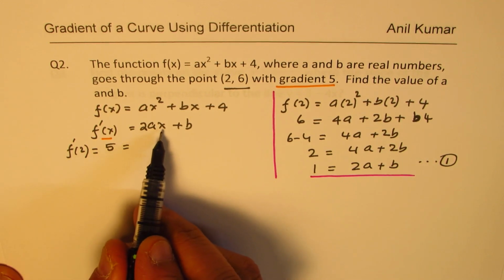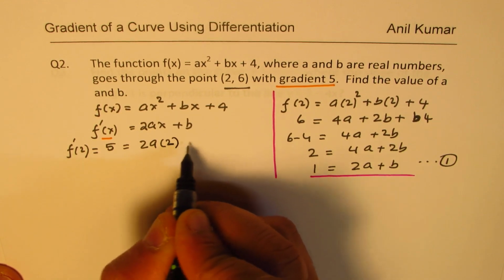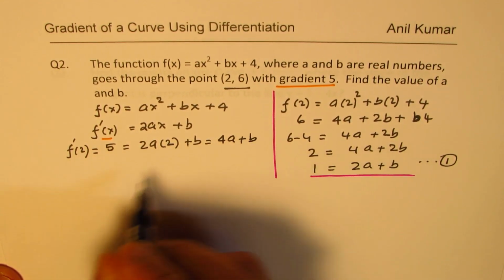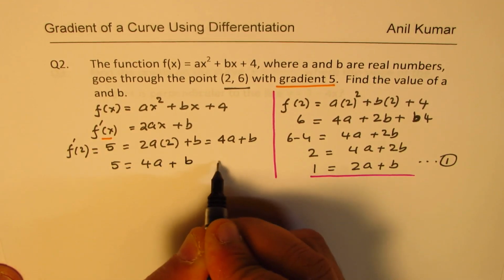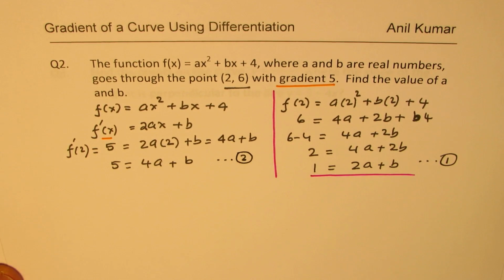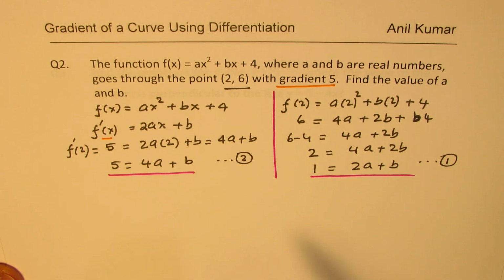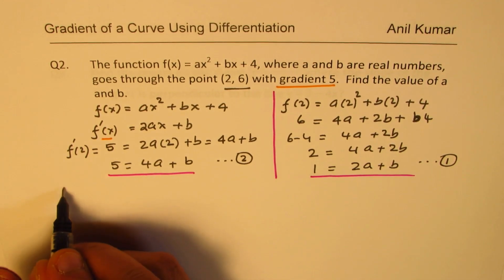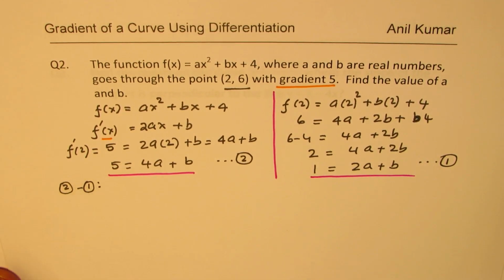So now we'll substitute x as 2. So we get 2a times 2 plus b, which is 4a plus b, right? So we get 5 equals 4a plus b. We'll call this our equation number 2. Correct? So we now have 2 equations and 2 unknowns. How do we find the solution? Using these two, we can just do equation 2 take away equation 1. So if I do that, what do I get?